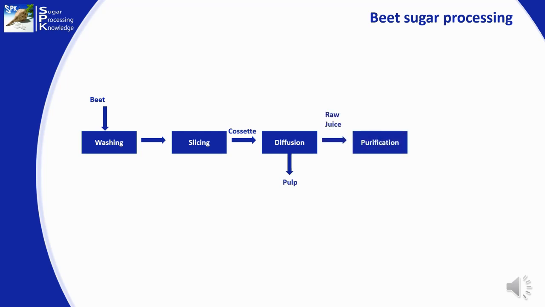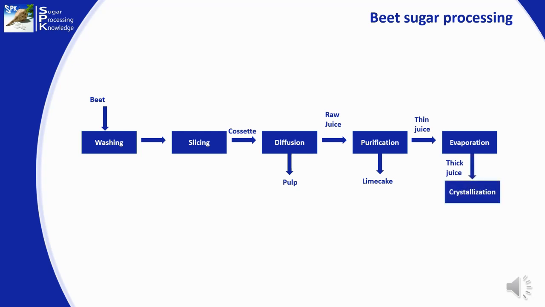The raw juice goes to the purification step. The role of purification is to remove as much of the impurities present in the beet through the use of lime and carbon dioxide. At the end of the purification process, we have lime cake, which is the carbonation lime residue, and we also have thin juice. The latter will move to the evaporation stage. The role of evaporation is to concentrate thin juice. At the exit of the evaporation, we have thick juice. The thick juice then goes to the final step, crystallization. At the end of crystallization, we have sugar and molasses.